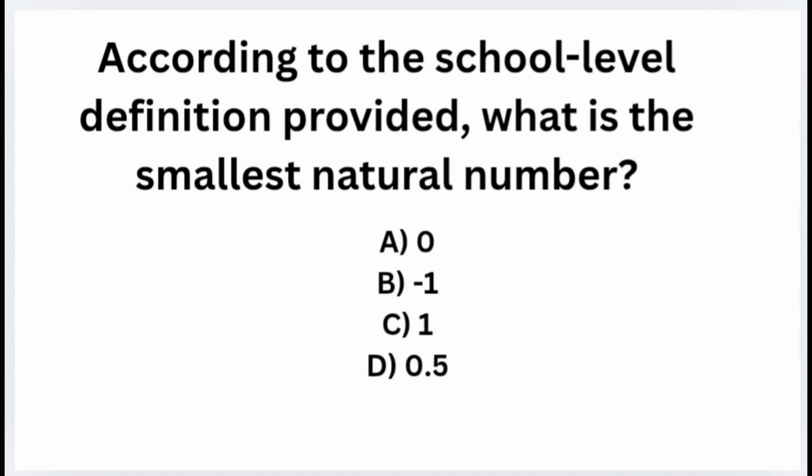Question number 1. According to the school level definition provided, what is the smallest natural number? A. 0. B. Negative 1. C. Positive 1. D. 0.5. Answer C. Positive 1.